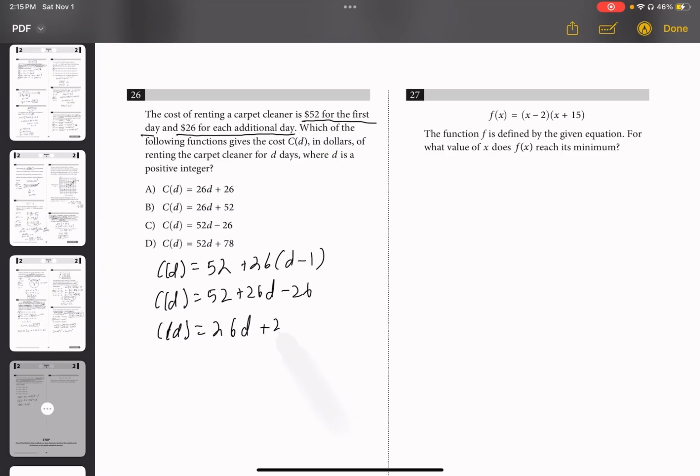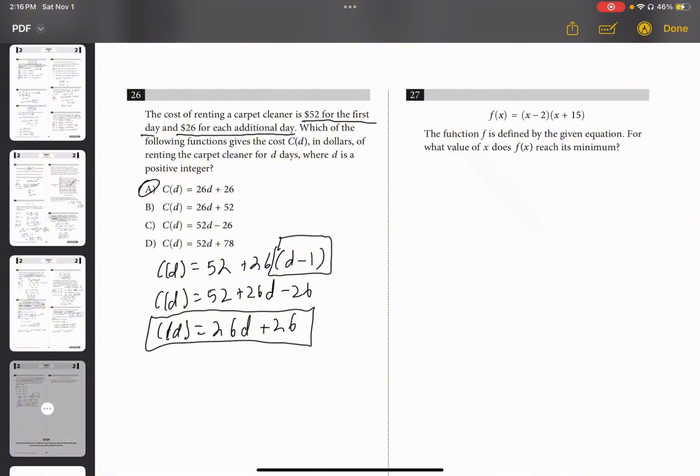D plus 26. This is going to be your answer. That aligns with answer choice A. Just make sure you get this part right here. Most important, you're starting on the second day. For every day, you're adding $26, not the first day. So that's why it's D minus 1.